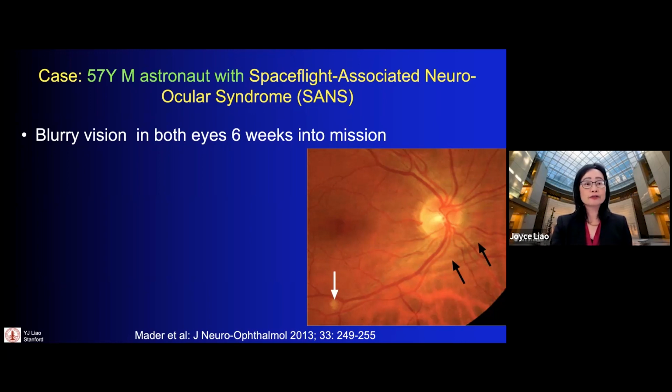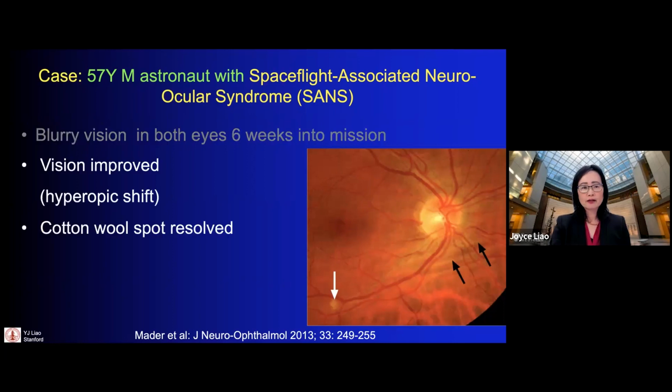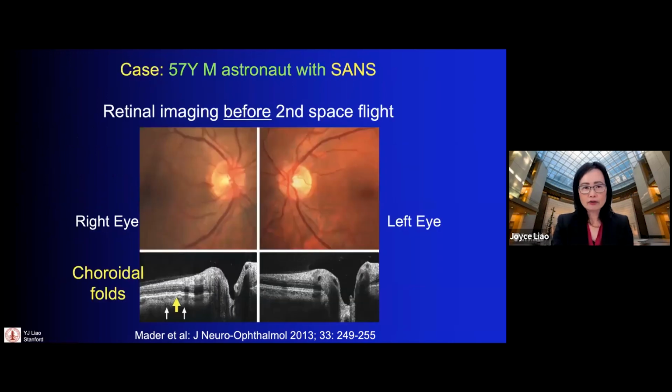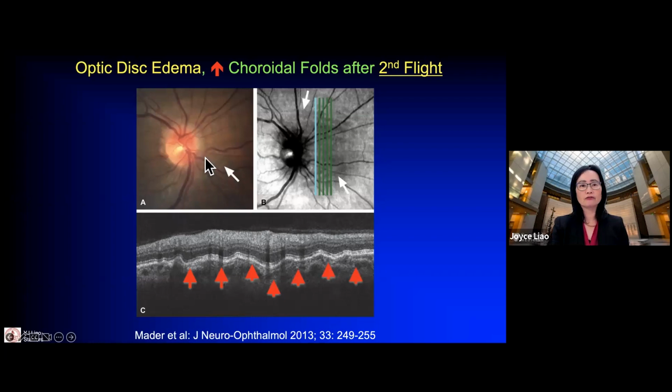This astronaut developed blurry vision in both eyes 6 weeks into his deployment to the International Space Station. This was treated with reading glasses, and he was able to see much, much better up close. And the ischemic changes and vascular changes inside the eye went away. However, imaging before and after his second prolonged space flight shows that there is some persistent wrinkling of the retina before deployment, and then an exacerbation of the optic nerve edema and the wrinkling of the retina after the second deployment.